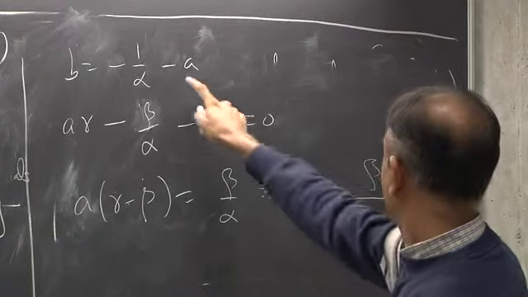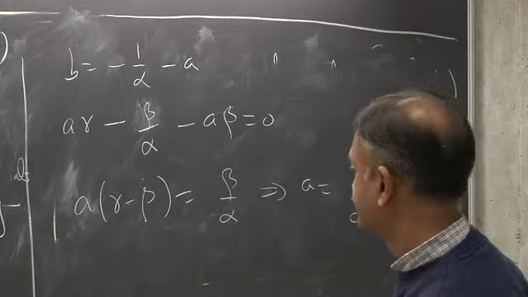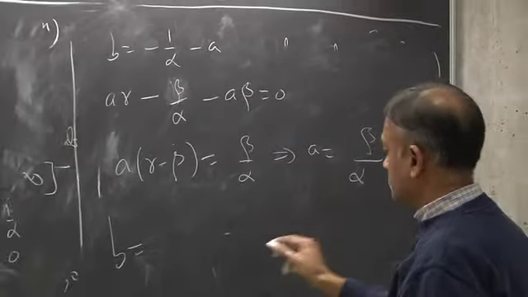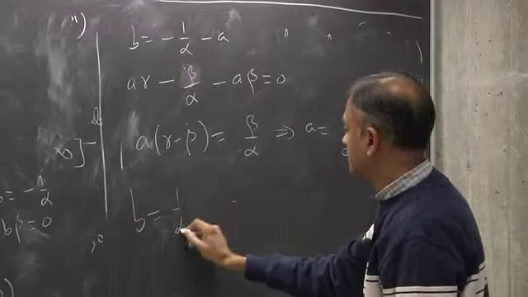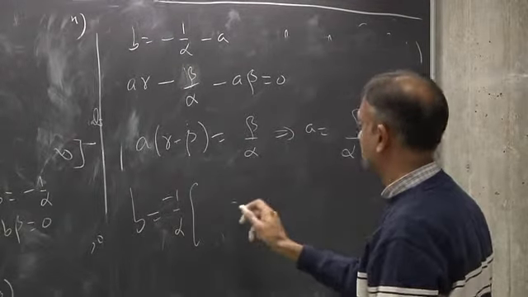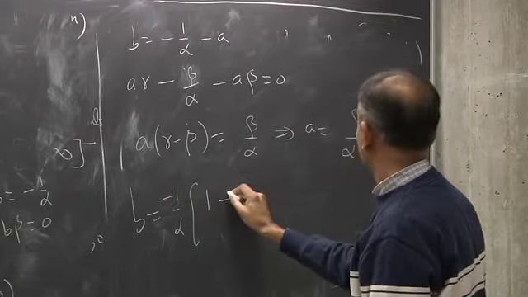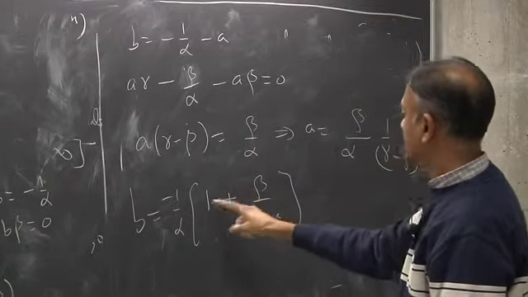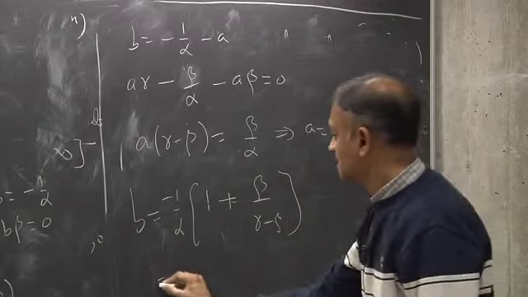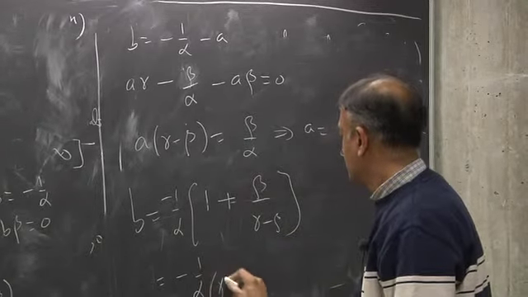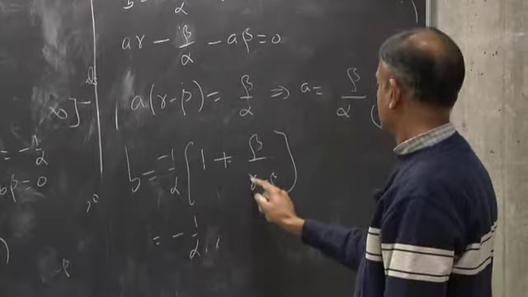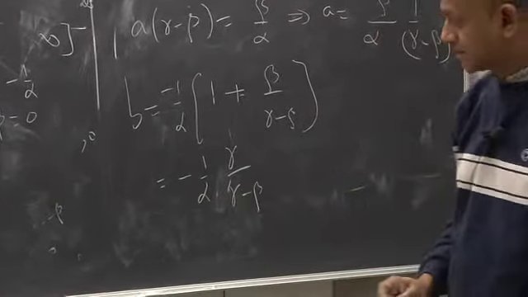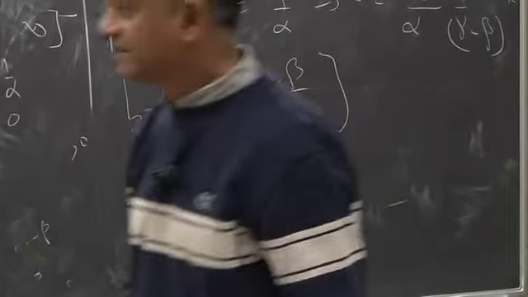And then if we substitute that there, b is equal to minus 1 over alpha comes out, you get 1 plus beta divided by gamma minus beta. So this time beta cancels. So this is the same as minus 1 over alpha times gamma divided by gamma minus beta. That's good. Okay. So now we can integrate.